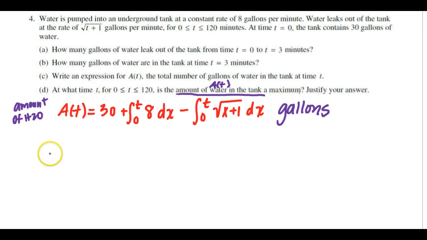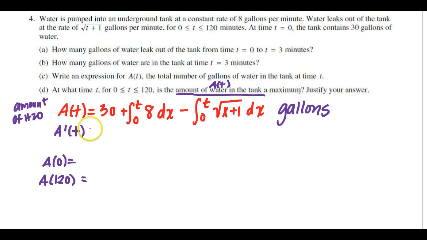So in other words, I am going to need a of 0, I'm going to need a of 120, and then I'm also going to need a of the critical points. So I'm going to need to find all of these values. The way to find critical points is to set the derivative equal to 0 or undefined. So I have to find the derivative. I need a prime of t.